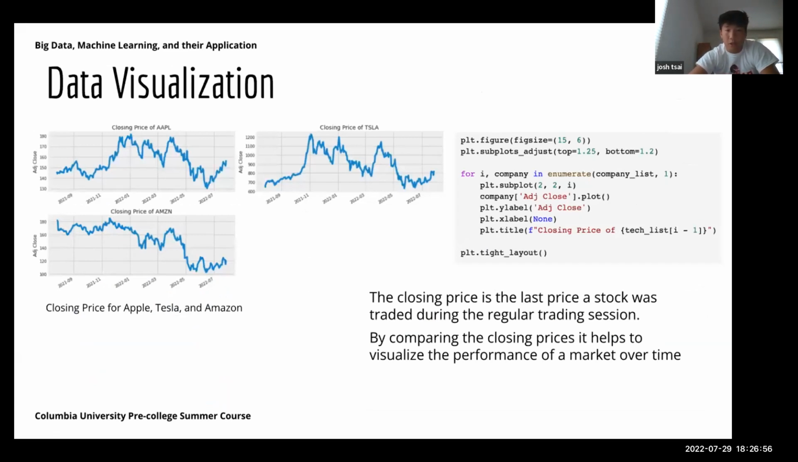Next, our data visualization. This bit of code right here is what we use to plot out the graphs for the trend of Tesla, Apple, and Amazon stock prices in the past year. And this is only for the closing prices, which is the last price of a stock traded during the regular trading season.